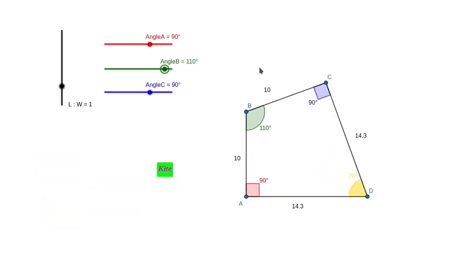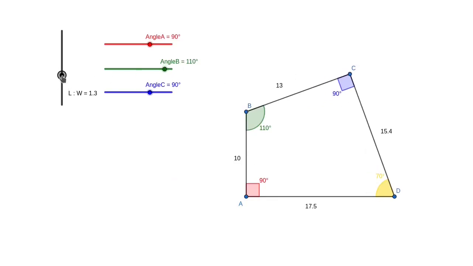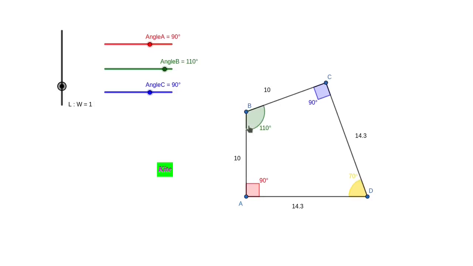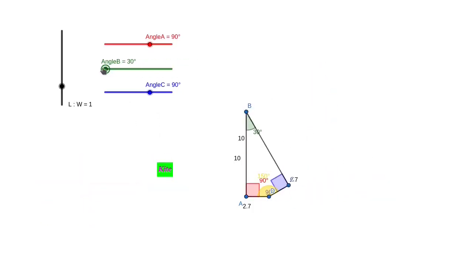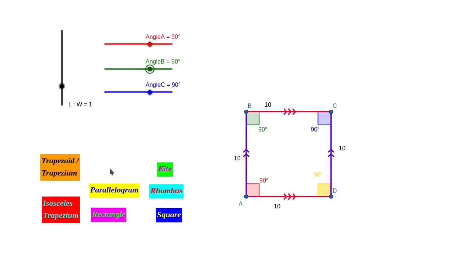A kite has two pairs of adjacent sides of equal value. Here the sides AB and BC are equal. Also AD and CD are equal. If we change this, then it is not a kite. You must have this side equal to this side, and also this angle equal to this angle. Angle A equal to angle C. You change this angle, it always becomes a kite. But at the angle 90 degrees, it will become a parallelogram, rhombus, square.